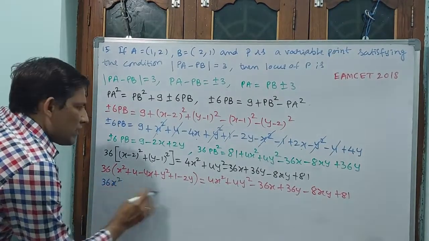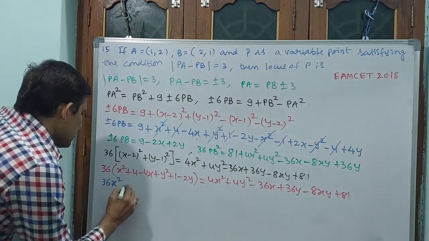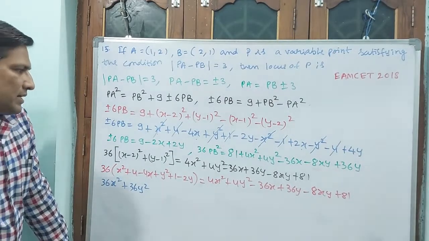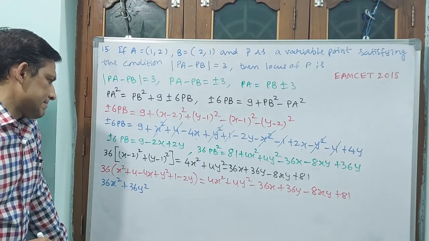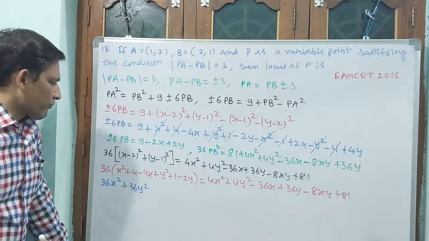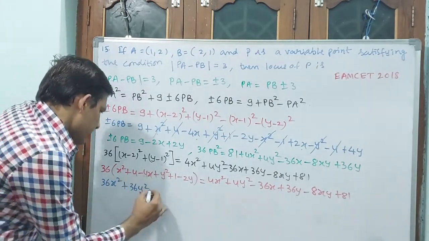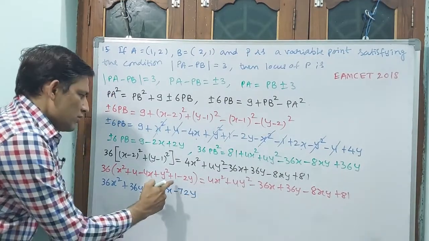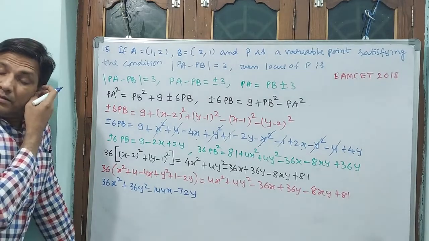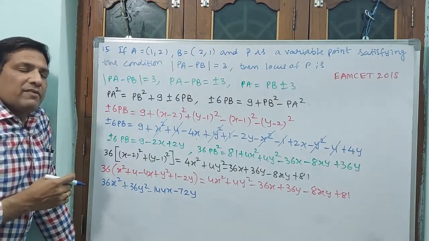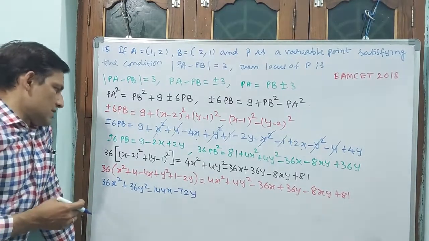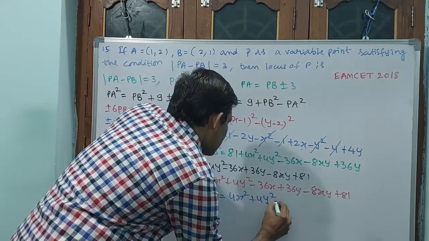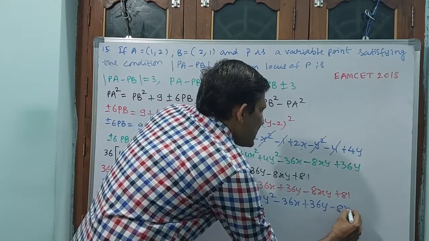Right now, 36x square minus 4x square, I think we will expand only this. 36x square plus 36y square, 36 into 4, 72, 144, 144x, minus 144x, and 36 into 2, 72, minus 72y. Now you see 4 plus 1, 5, 5 into 36, 180. Okay, 5 threes are 15, 5 sixes are 30, 150 plus 30, 180. Okay, 180 plus 180 is equal to, again you copy this way: 4x square plus 4y square minus 36x plus 36y minus 8xy plus 81.